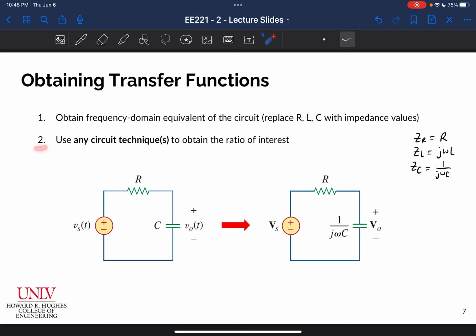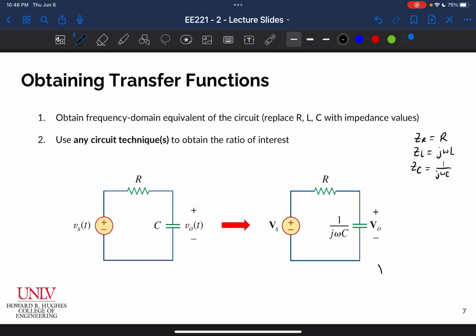Step two is very broad, and I wish it were more systematic, but it just isn't. It's basically everything we've learned up to this point from module 1 of this class and everything from EE220. Use any circuit techniques that you must to obtain the ratio of interest. You basically need to write the equations and expressions that you know you can use to solve these circuits, and you need to extract V out over Vs. The voltage gain in this case is what we're interested in.